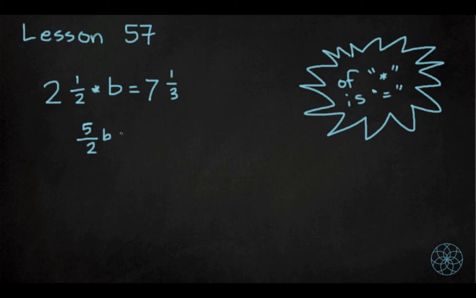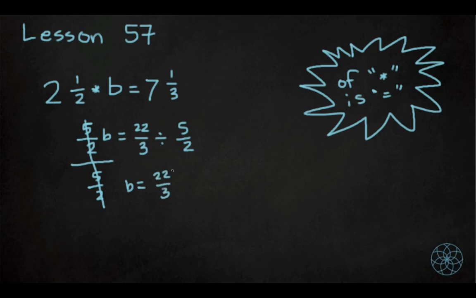So this time I'll just do 5/2b equals 22/3. Remember, we want to get b by itself, so we'll divide this side by 5/2, and then we'll divide this side by 5/2 as well. 5/2 divided by 5/2 will cancel, and we're left with b equals 22/3.